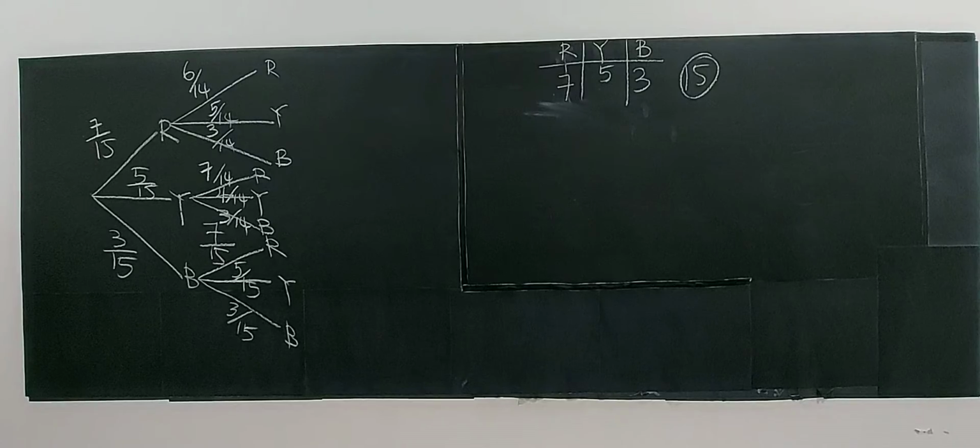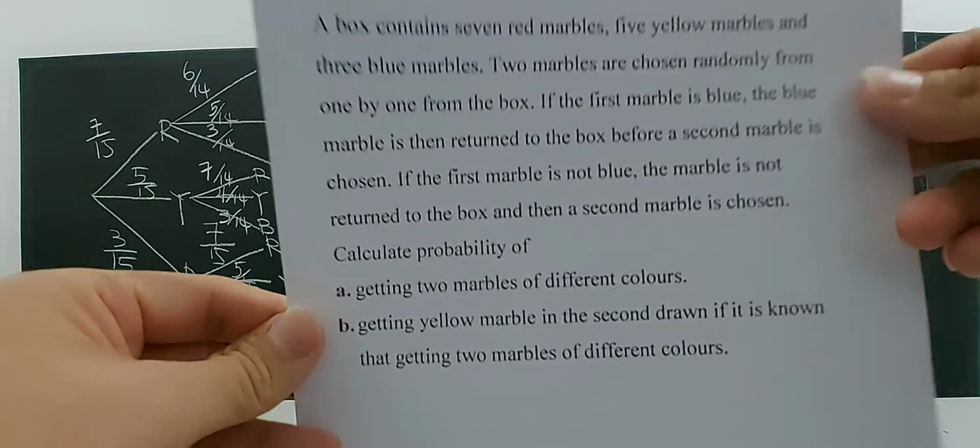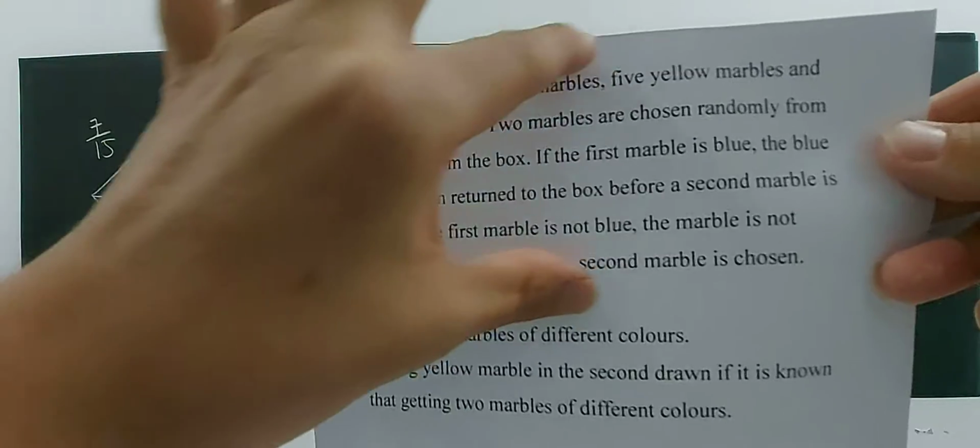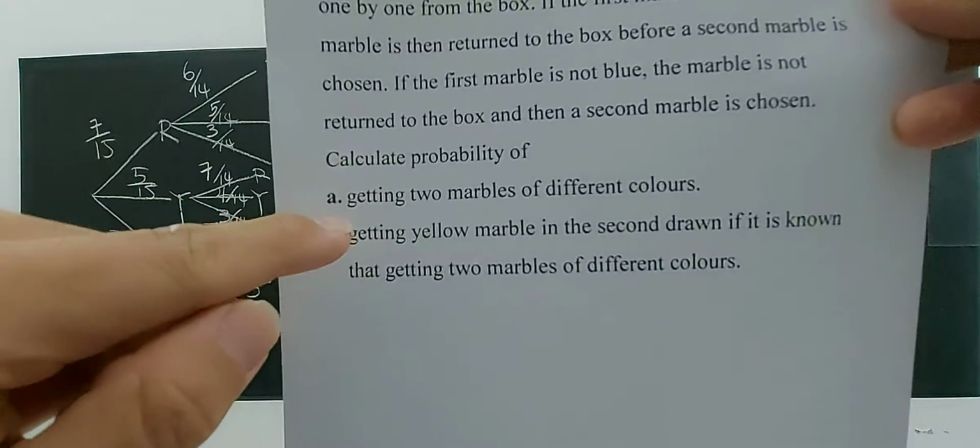So this is a tree diagram. With the help of the tree diagram, it's actually helping us to solve this problem here. Alright, I hope you understand what I'm explaining here. The most important thing is that you understand the question. Alright, look at this.